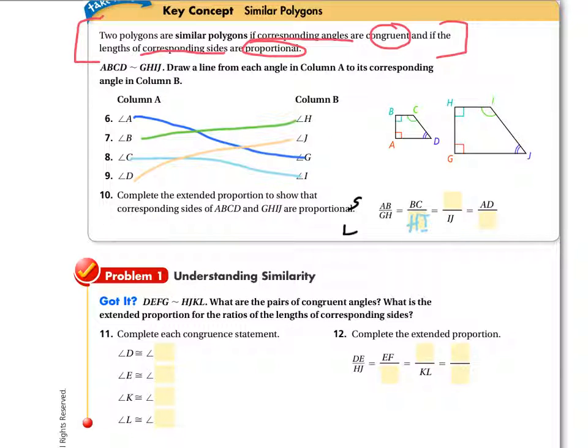And then this time they've kind of turned it around a little bit. They've given you the large one, which is IJ. IJ is over here. What does that correspond to on the small one? CD. And then last, oops, no wonder. Last is AD. What does that correspond to? GJ.